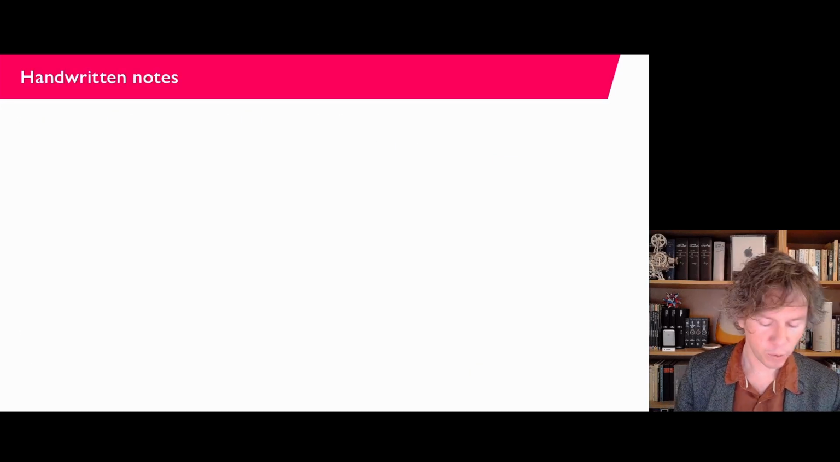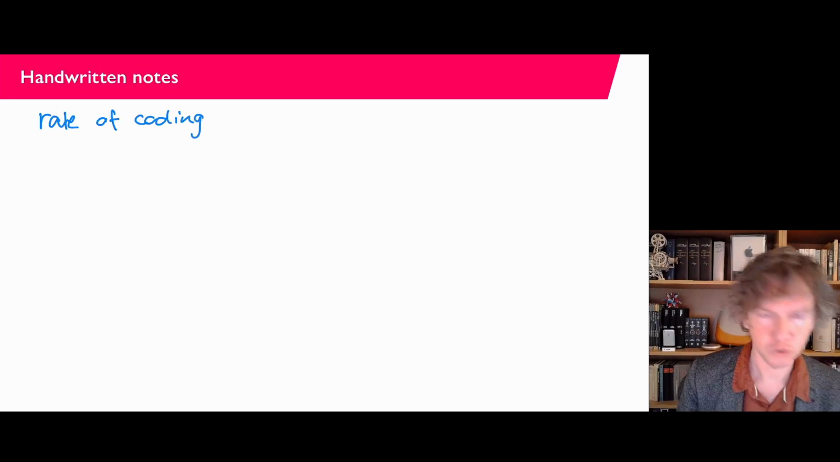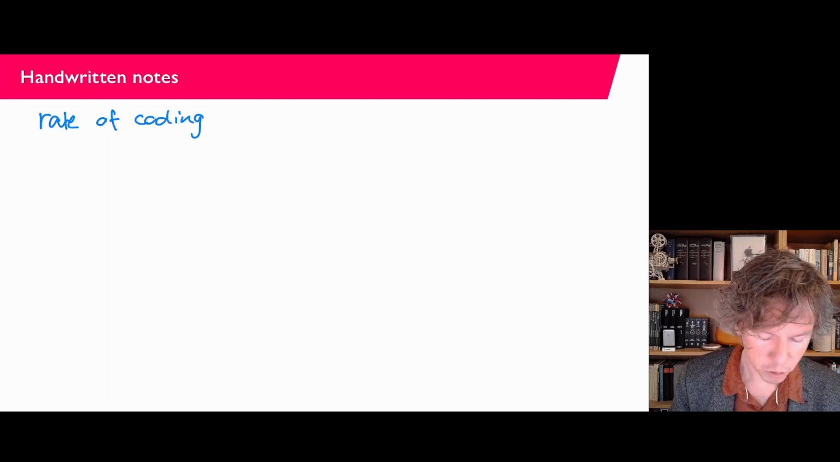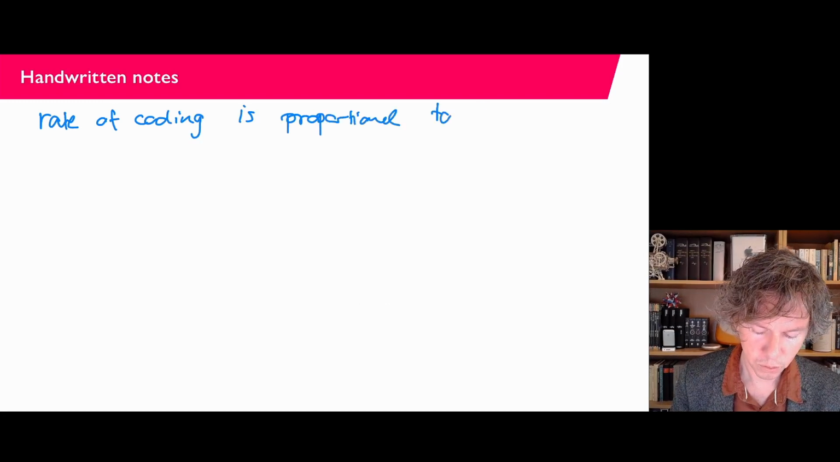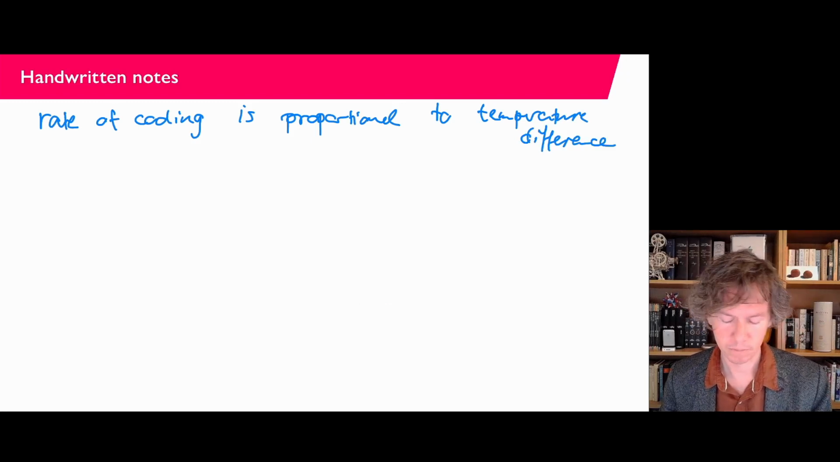The rate of cooling, let me first write it down in words. The rate of cooling, so the change of the temperature in time, is proportional to the temperature difference. So the temperature difference of the coffee temperature and the room temperature. Sometimes that's called the ambient temperature, the surrounding temperature.